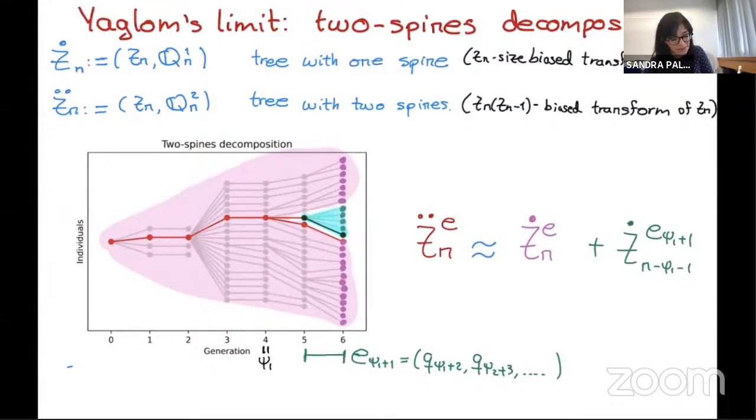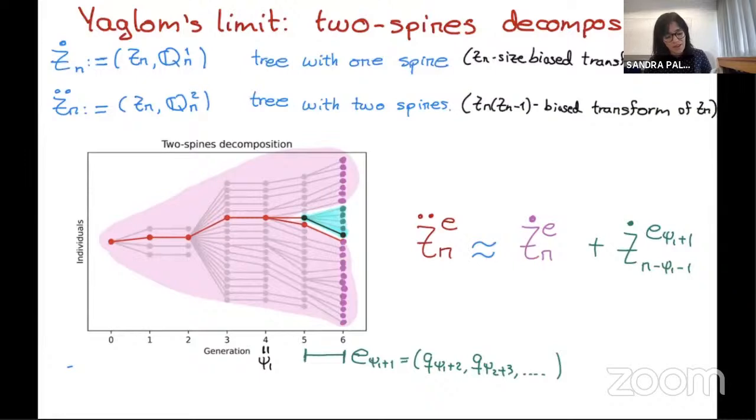Let me denote by Z_n dot our process Z_n with the measure Q_n^1. That means that our tree will have one spine. And I will denote by Z_n double dot our process under Q_n^2. That means that our tree will have two spines. Here something we have to remember is that Z_n dot was the size-bias transform of Z_n, and Z_n double dot is the Z_n times (Z_n minus 1) size-bias transform of Z_n.